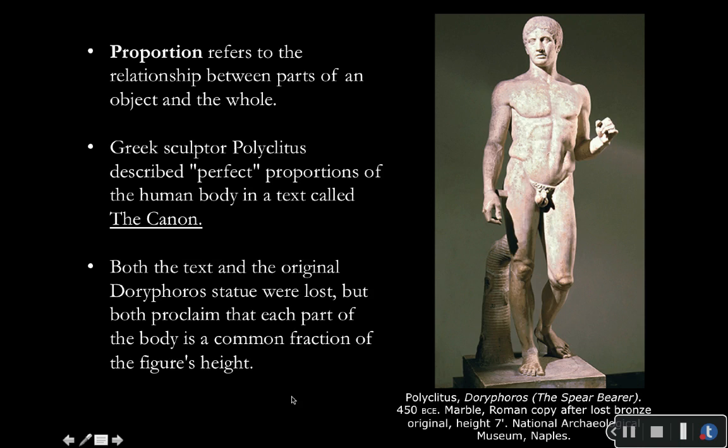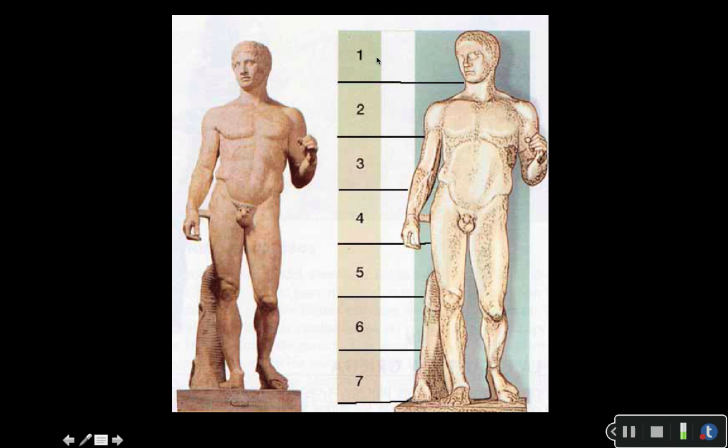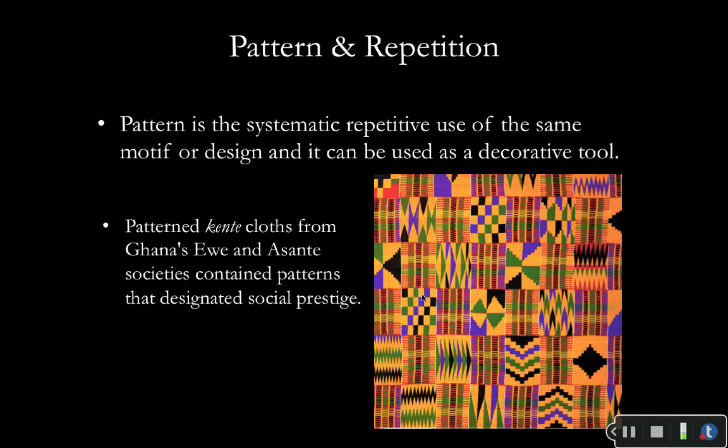And here's just a nice breakdown of one of the ways in which Polykleitos would have broken down the human body. He would have measured the human head and said, okay, the body is 7 times the human head. And that's just one of his very specific, mathematical ways of predicting and creating the ideal proportions of the human body.